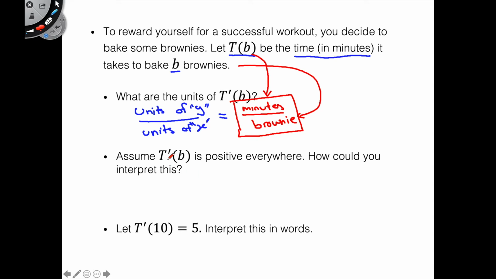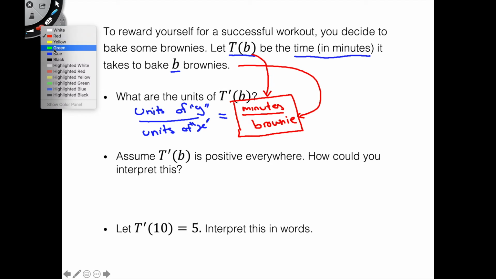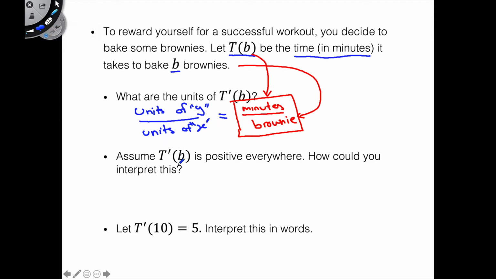Next part, assume T prime of B is positive everywhere. How could we interpret this? Well, you might remember that when the derivative is positive, this tells us that the original function T of B is increasing everywhere, right? Because if the derivative is positive, that means that the function is increasing, the original function is increasing, right?